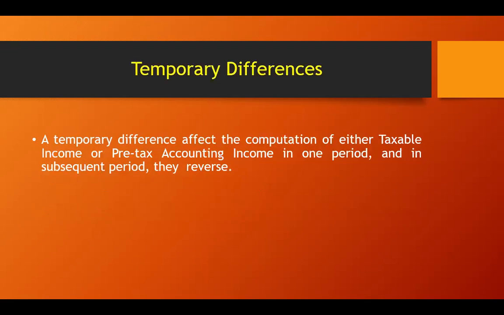A temporary difference affects the computation of either taxable income or pre-tax accounting income in one period, and in a subsequent period they reverse. This is a very important definition of temporary differences. It is not a permanent difference. The recognition and measurement rules are different. Therefore, in one year we show more expenditure, in the next year we show less. We call it reversing of the differences in subsequent years. So this is called temporary difference. This temporary difference leads to deferred tax accounting, wherever we find temporary differences.